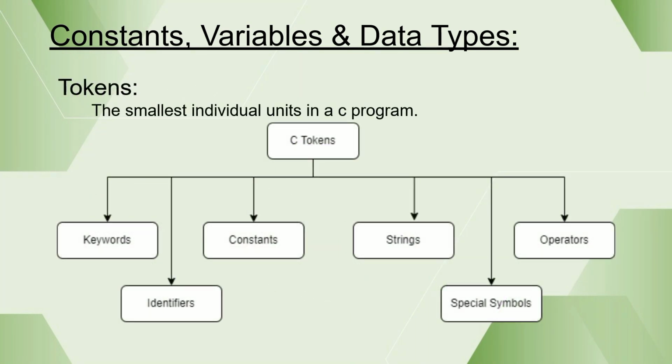Next, tokens. What is a token? In a passage of text, individual words and punctuation marks are called tokens. Similarly, in a C program, the smallest individual units are known as C tokens, and they are classified into 6 types: keywords, identifiers, constants, strings, special symbols, and operators.